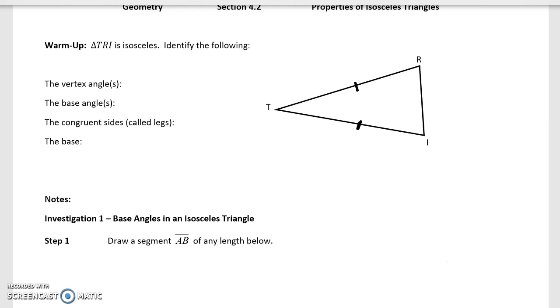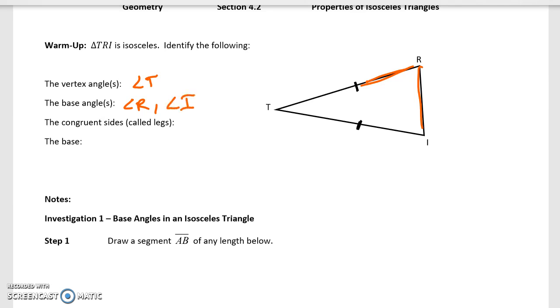So the vertex angle is the angle formed by the two congruent sides. In this case, it's angle T. The base angles are the two angles formed by one of the congruent sides and the third side. So that would be angle R and angle I.